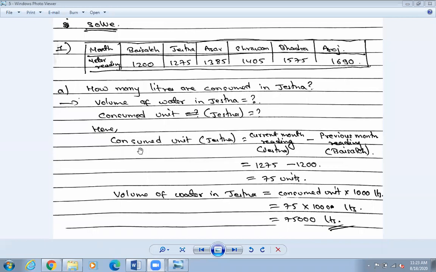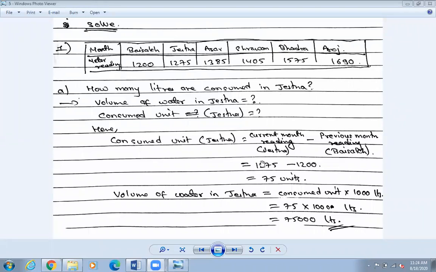Just 3 minutes left. You know? So what do you do? Consume unit equals current month reading minus previous month reading. The current month is Jestha, so write Jestha; if it is Asar, write Asar; if Shravan, write Shravan; if Bhadra, write Bhadra. Okay, so this is the current month. And for the previous month, just look at what comes right before. What comes before Jestha? Baisakh. That means in the previous month, let us write Baisakh. If you are doing Shravan, the current month reading means Shravan, and the previous month means Asar.